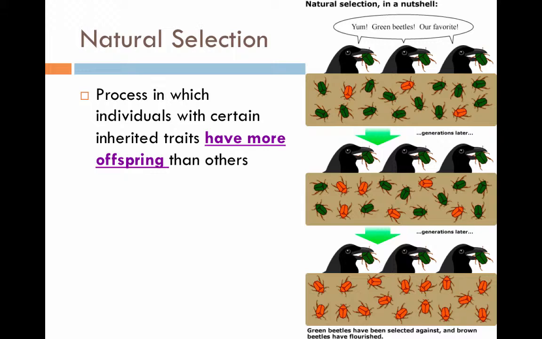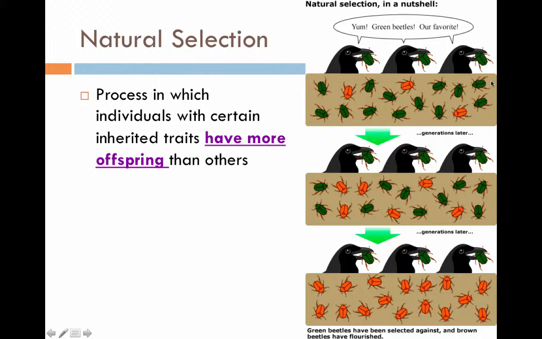So, in summary, the definition of natural selection is the process in which individuals with certain inherited traits have more offspring than others. For example, look at the picture to the right. Let's pretend there is a population of both green and brown bugs. The predators, the birds, prefer to eat the green bugs.